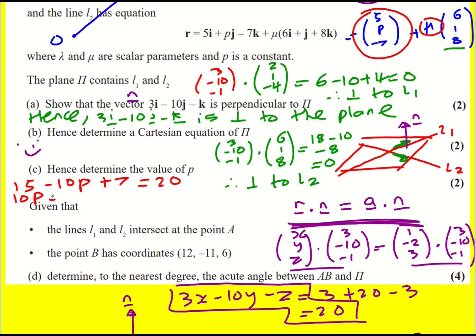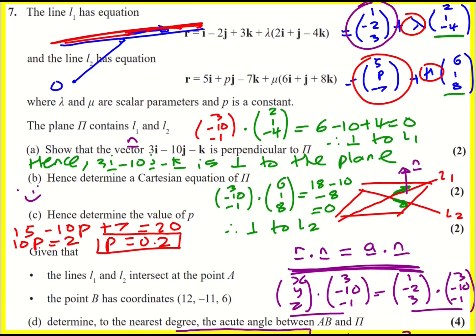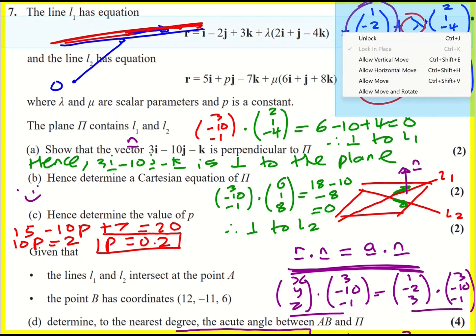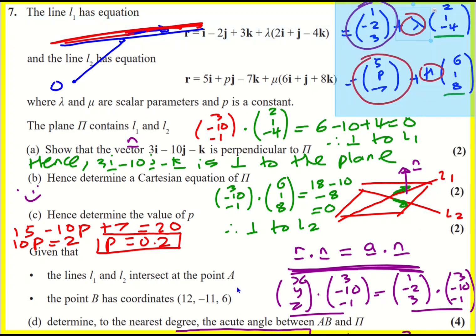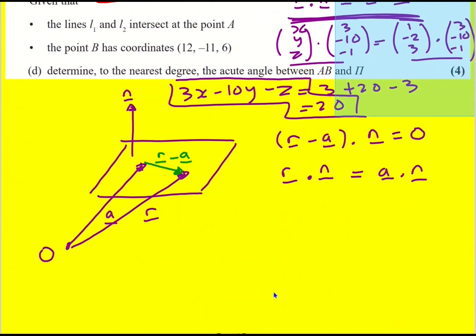Therefore, 10p is going to equal 22 minus 20, which equals 2, and p is 0.2. Finally, we're given that the lines L1 and L2 intersect at the point A. Point B has coordinates as shown, and we're asked to determine, to the nearest degree, the acute angle between AB and pi. Right, I'll come back to that. First thing I'm going to do is work out the point A, where they intersect.